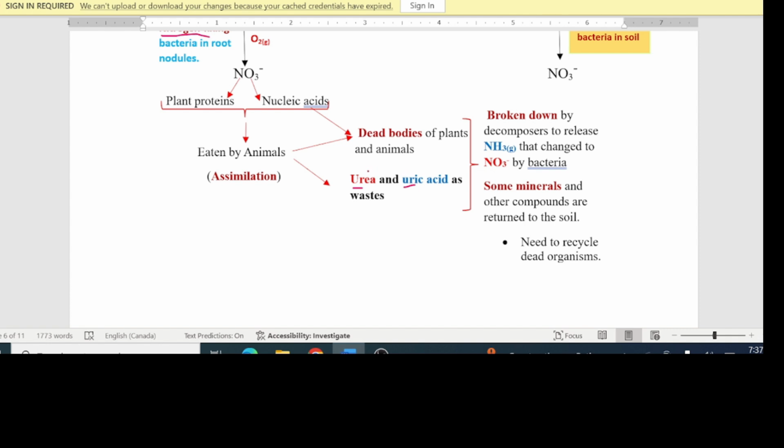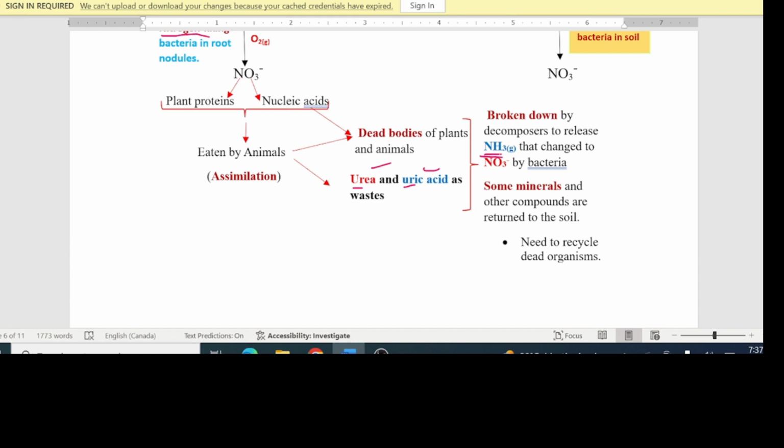And the excrement here, the urea and uric acid, along with the dead bodies of these organisms, through a process called ammonification, ammonia is produced. So all these urea and uric acid and other compounds found in the dead bodies of plants and animals change to ammonia.